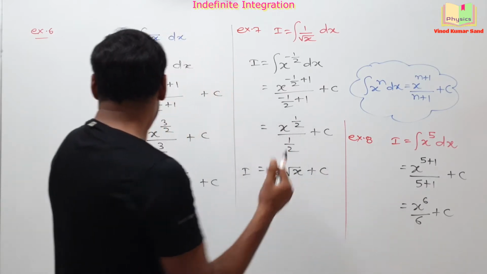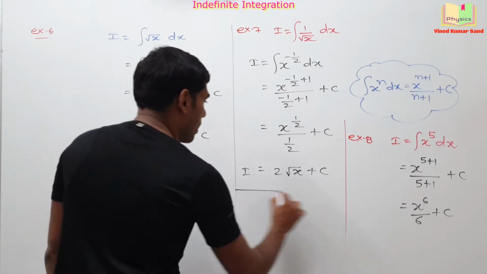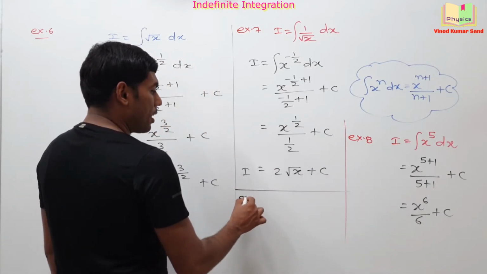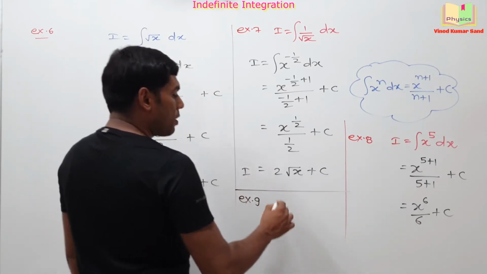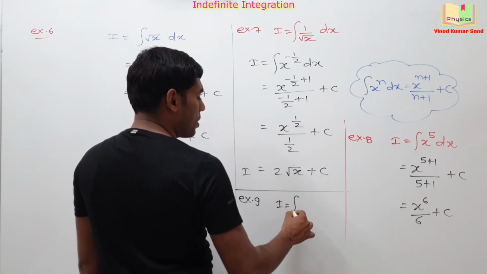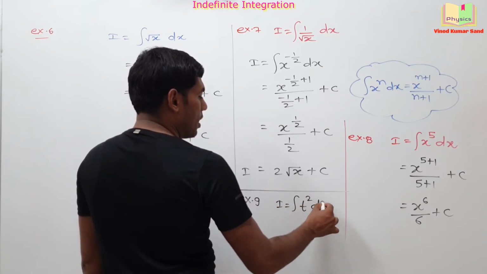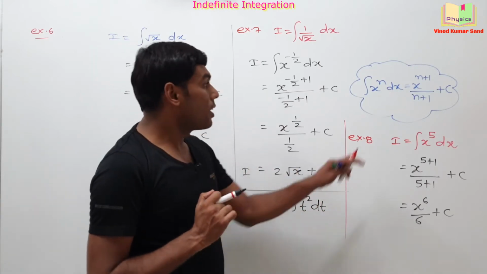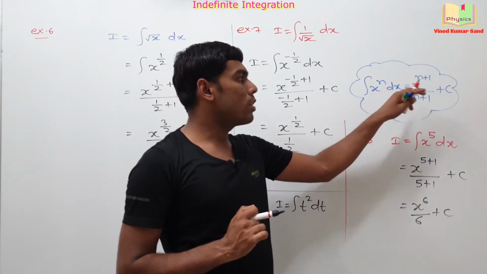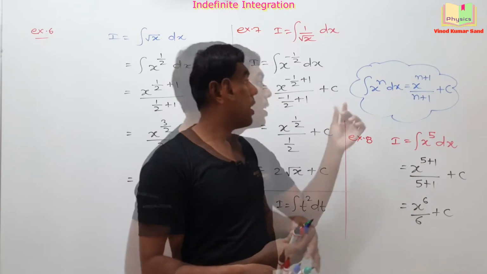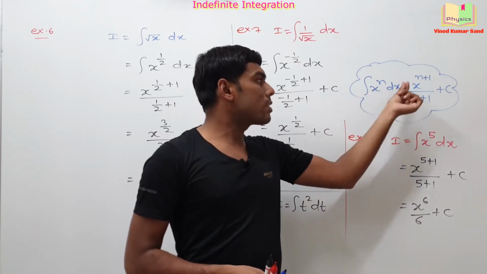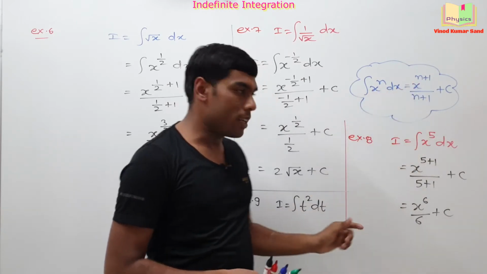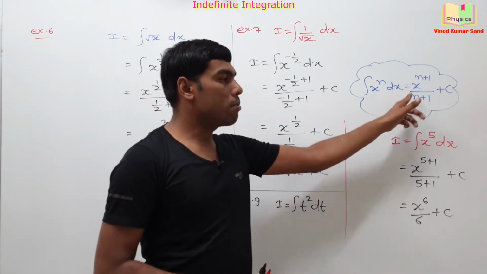Such as, I'll take one example here. Example number 9. If someone asks us how much is the integration of t square with respect to the variable t, then using this formula only you can get the answer. Instead of the variable x, now we have the variable as t. So same format can be used.